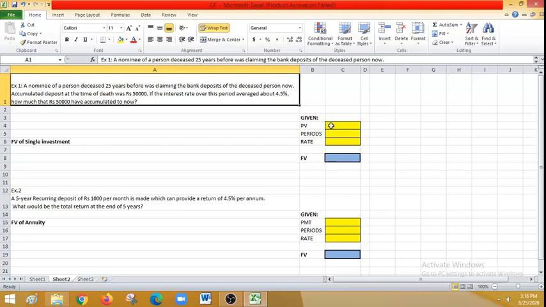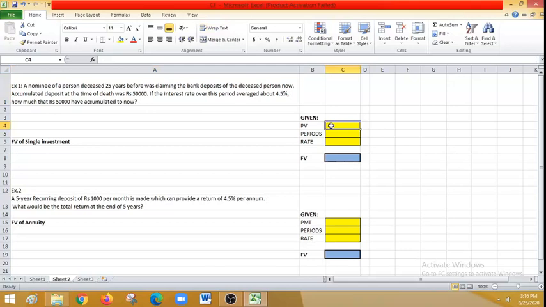One is the present value, that is, 25 years before the value of that deposit is 50,000 rupees, right? So 50,000 I have just written here. The number of periods is 25, as it has taken 25 years. Then the rate is 4.5%. Instead of 4.5%, I am going to write it in decimals, so that is 0.045. So this is also 4.5%. I have just written the things given in the problem.